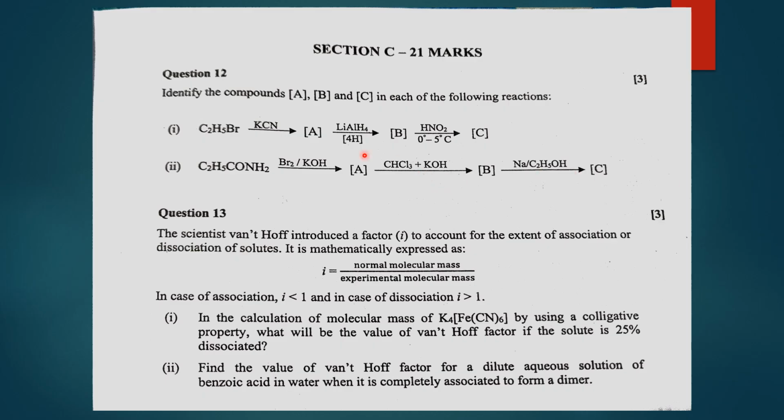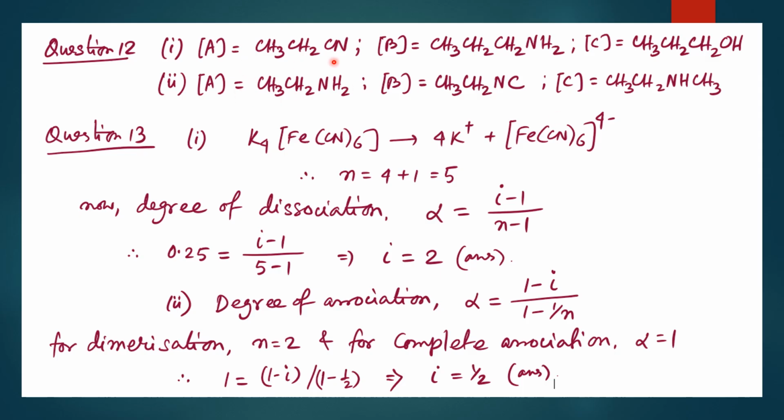Now question number 12, identification again, and question number 13 related to the chapter solution. So for the identification, here again the same reduction, ethyl cyanide, it will be propylamine and then propanol. See here they have played a trick. This amine is treated with HNO2, and the temperature purposefully they have given 0 to 5 degrees centigrade, so that you write CH3CH2CH2N2Cl.